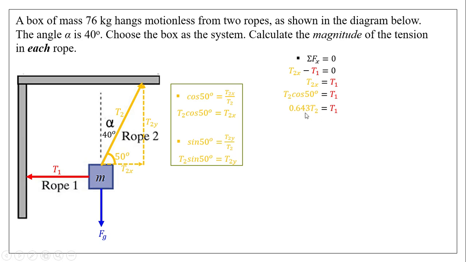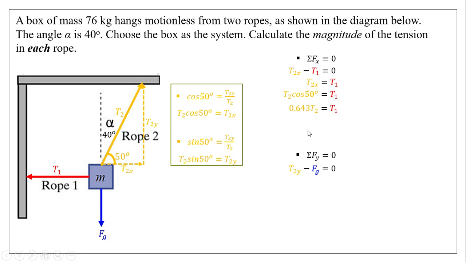Don't forget to carry that down. So we have an expression here with two unknowns, T2 and T1. So we can say that T1 is 0.643 of T2, whatever T2 is, okay? It's up to you whether you isolate for T2 or T1 here. It doesn't really matter. I'm just going to keep it the way it is because T1 is already by itself.